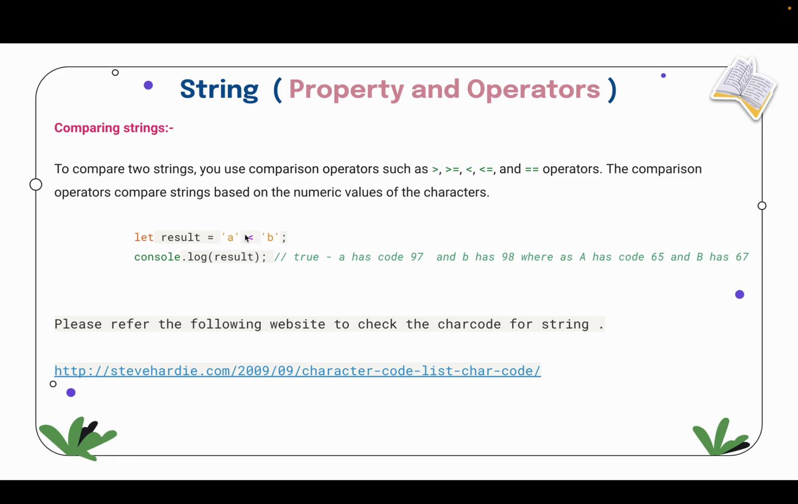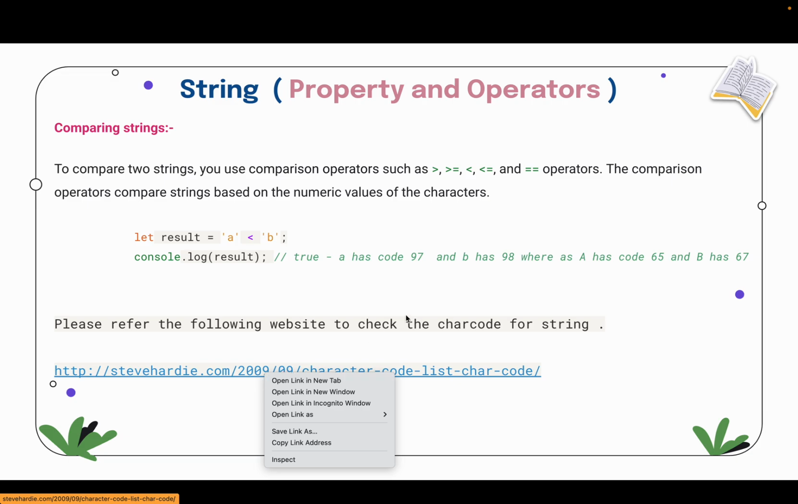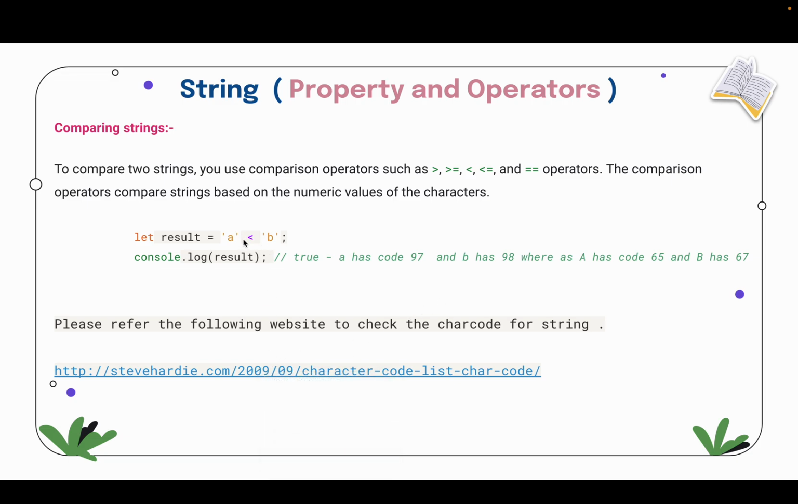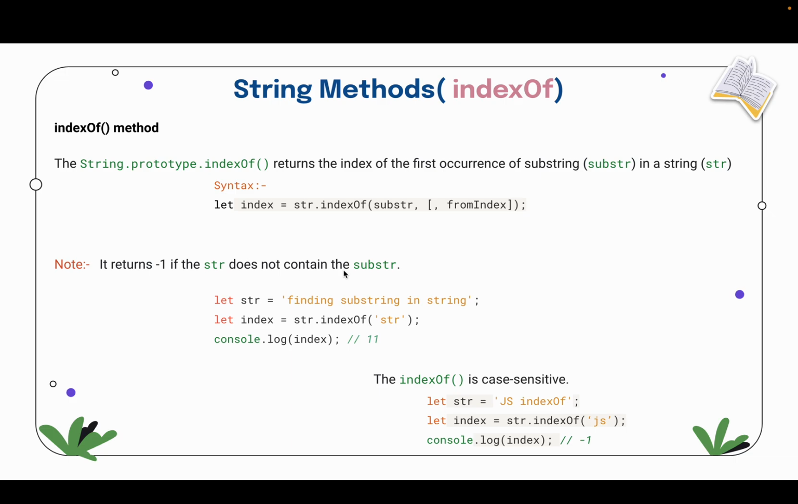I think you already know the character code, like hexa character. For a it will be 97, for b it will be 98, capital A will be 65, capital B will be 66. So based on that it will compare. This is the website, you can go and check the character code for each character, and that is how the comparison will happen. Okay, that is one thing.